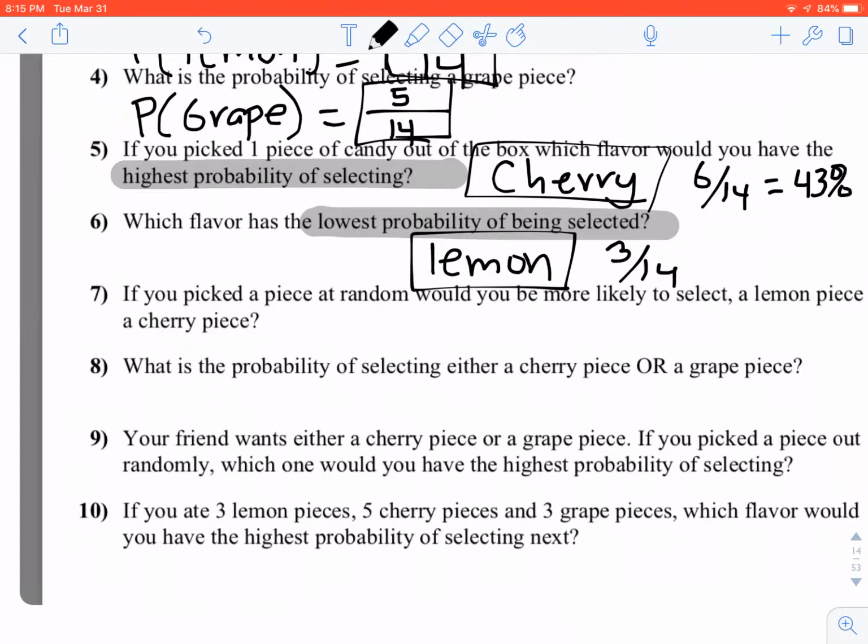So the cherry, there's about a 43% chance of selecting it. If you take 3 divided by 14, you're getting about 21.4%. So you can see the larger the numerator, the larger your top number, the more likely it is that you are going to choose that candy bar. You don't have to show me all of that, but again, just another way to look at this.